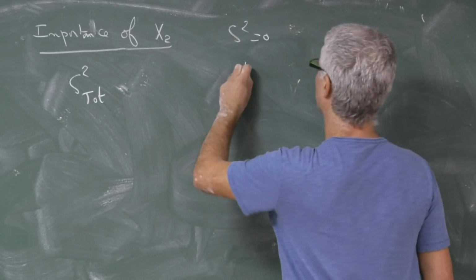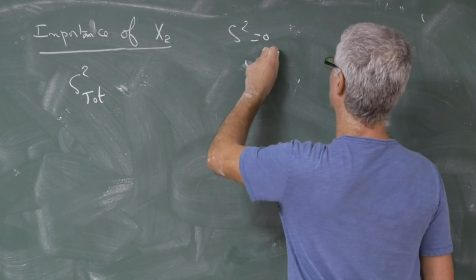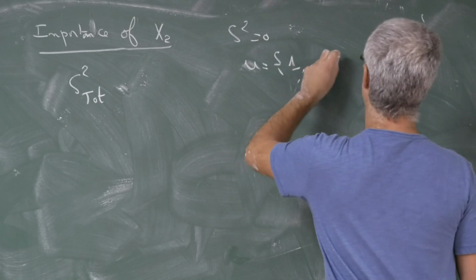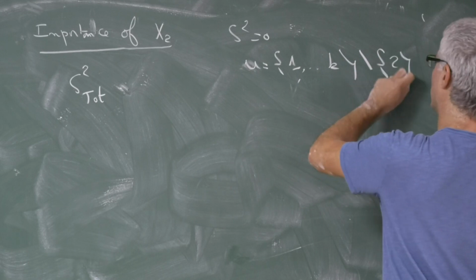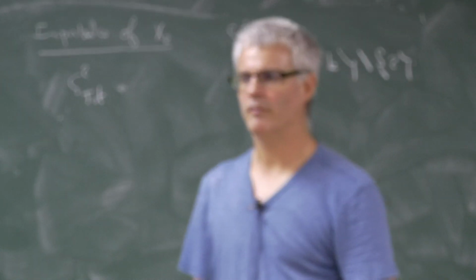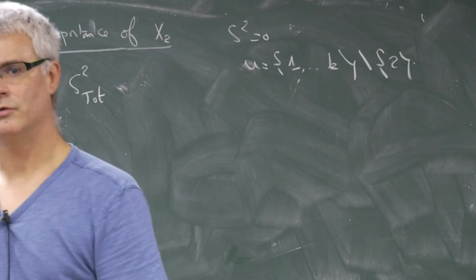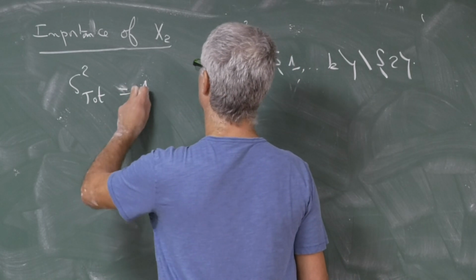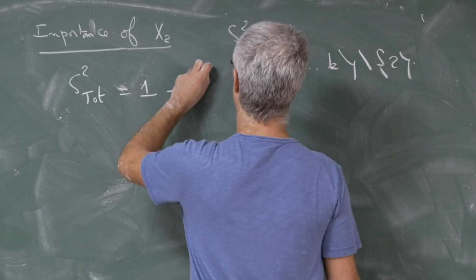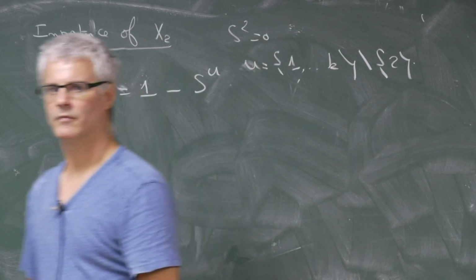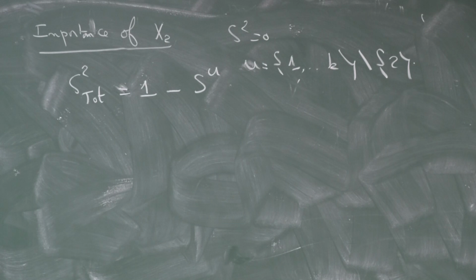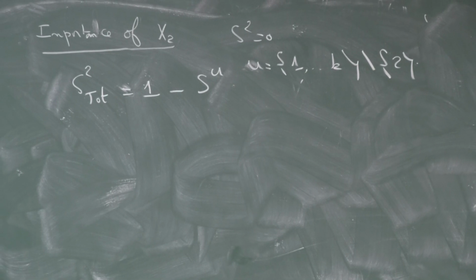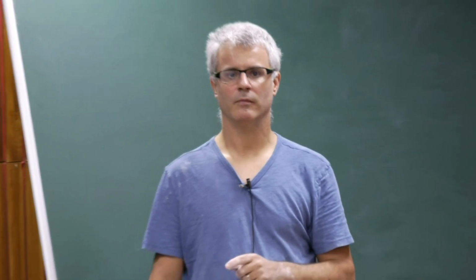If you take in U every index but not 2, it's easy to see that the total importance of the second variable will be 1 minus the importance of all the other variables.